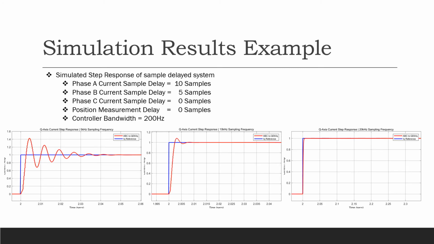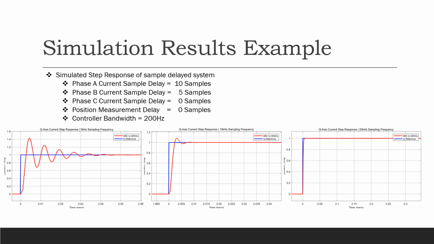So here are some examples of the results of our simulation. In this setup, we are varying the sampling frequency of the system, and for all three of these examples, we have the same delay, where phase A is delayed by 10 samples, phase B is delayed by 5 samples, phase C has no sampling delay, and position also has no sampling delay. And the controller bandwidth is set to 200 Hertz.